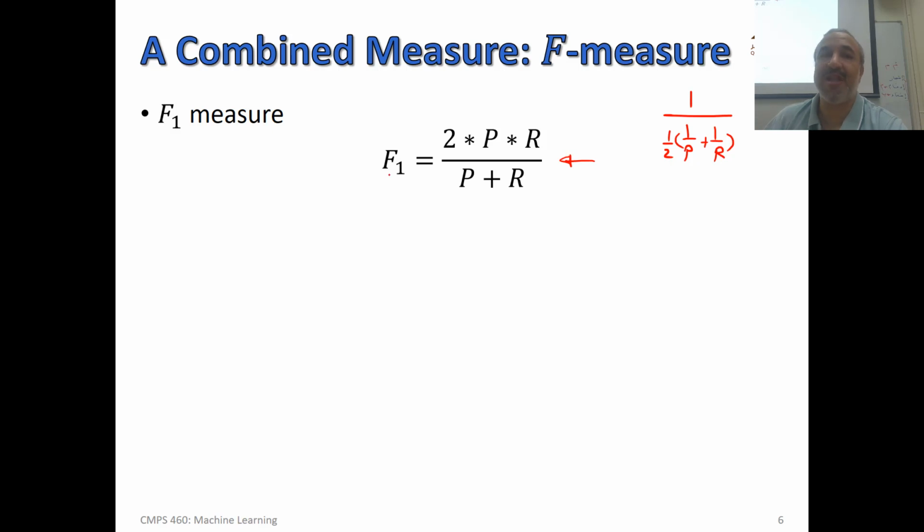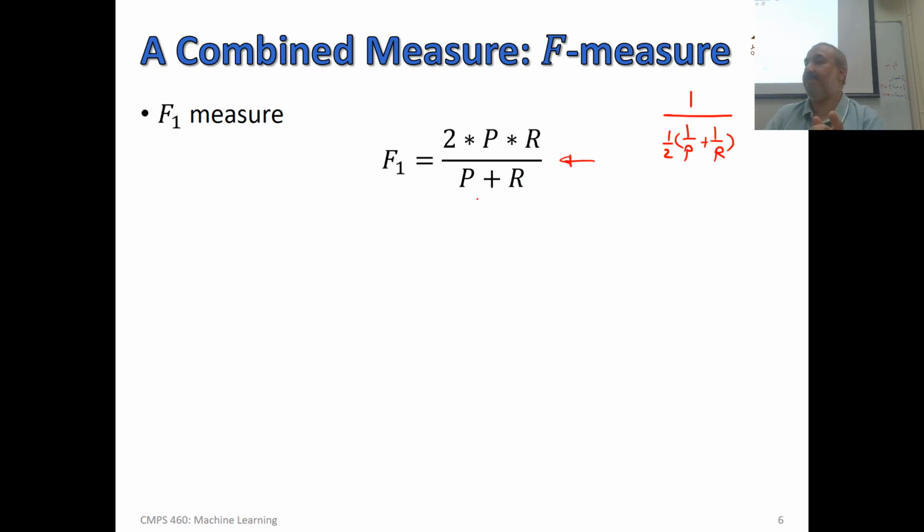If you do this, you will get this formula. This is called F1, for a reason that you will know in a few minutes, and it is computed as 2 times the multiplication of both over the sum of both. 2 times precision times recall over precision plus recall.